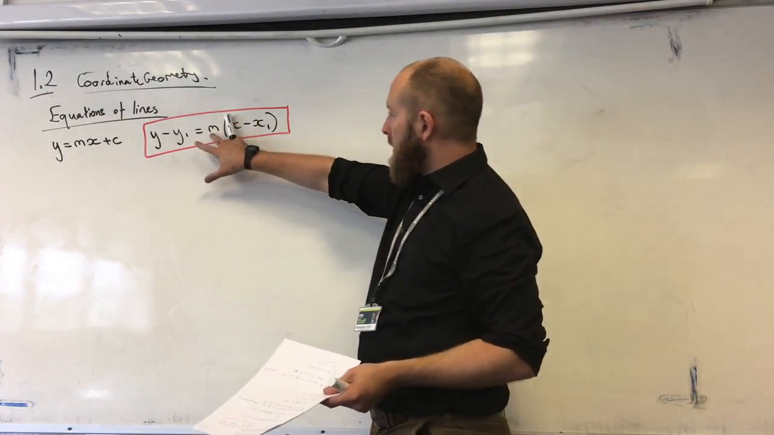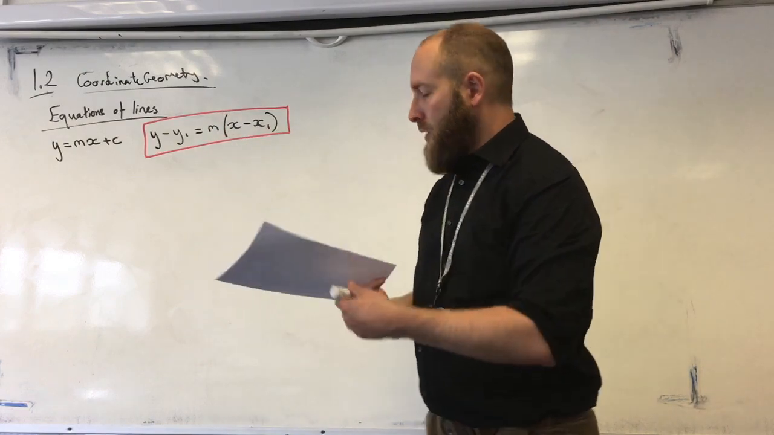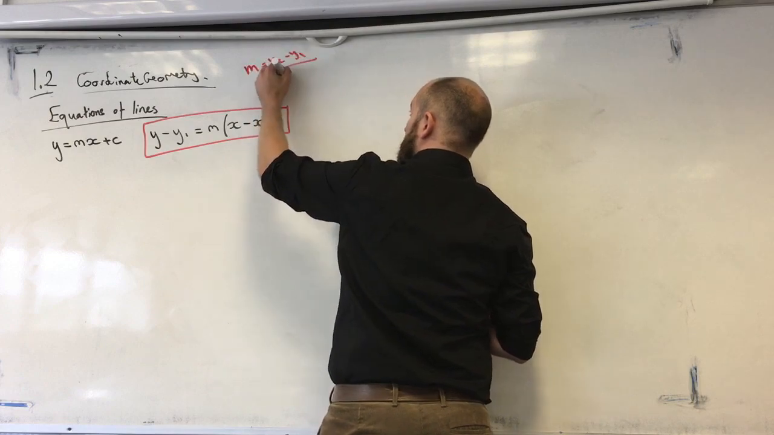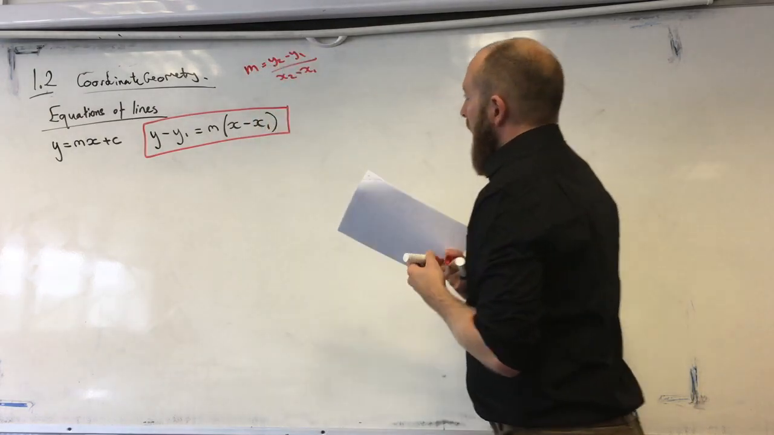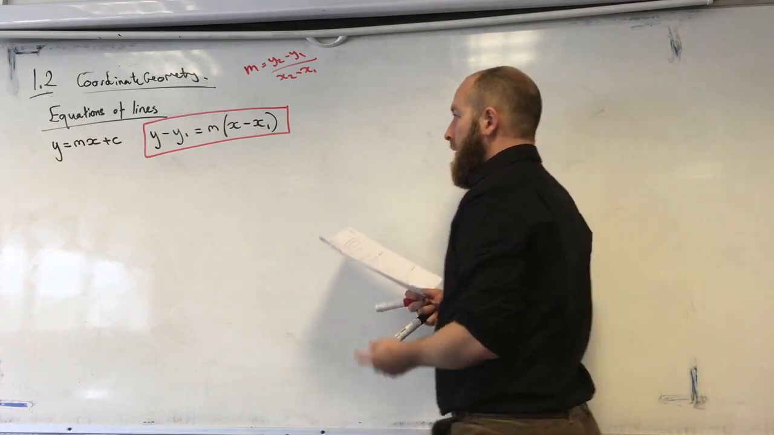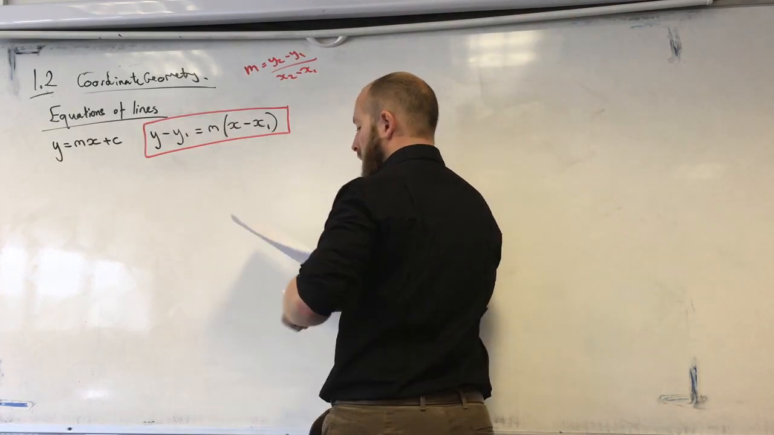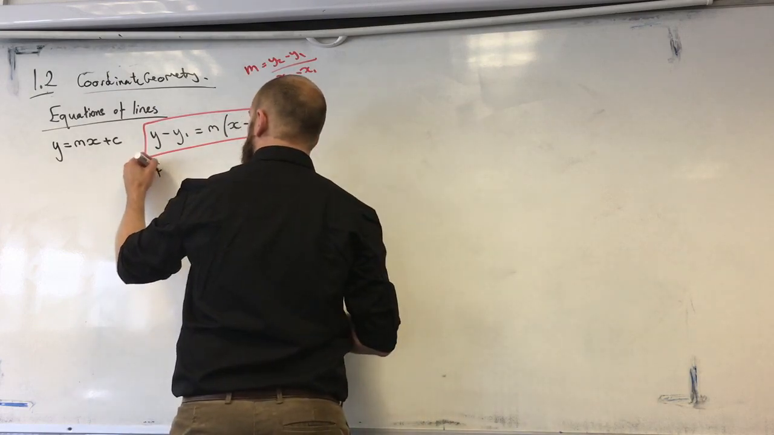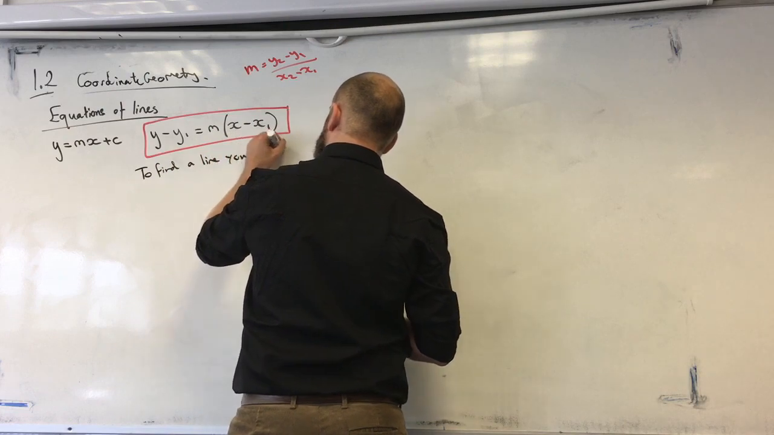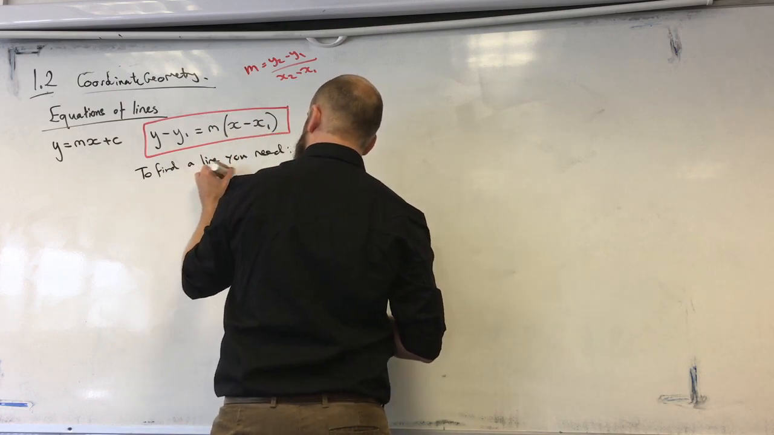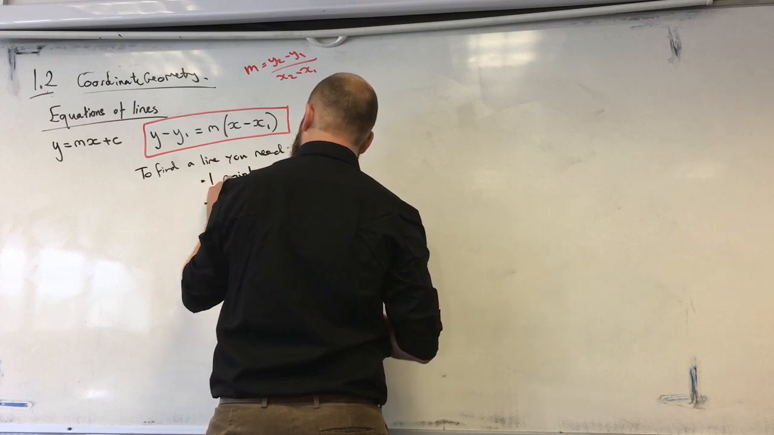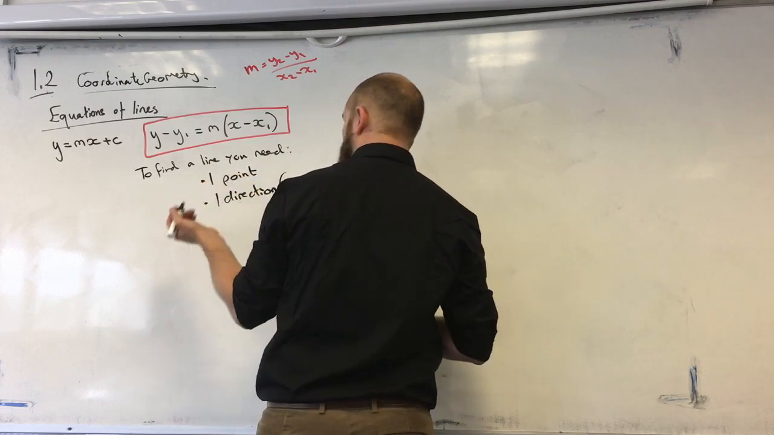Some of you might realise this looks a bit like the gradient equation we had last time, that was m equals (y2 minus y1) over (x2 minus x1). And it's basically saying that to find the equation of a line, all you need is one point, (x1, y1). So to find the line, you need one point and one direction, which is what we're going to say is a gradient.